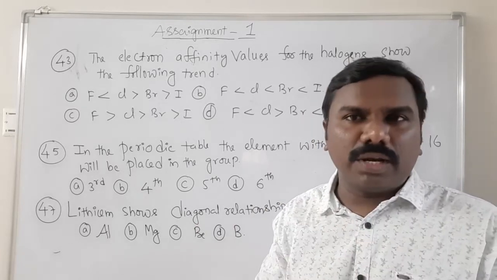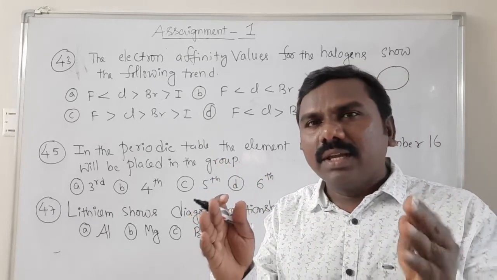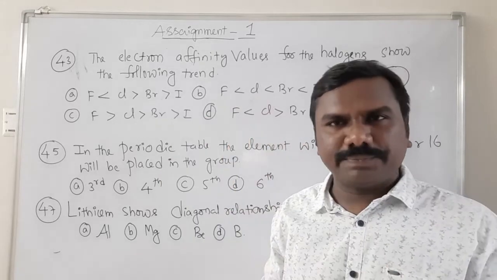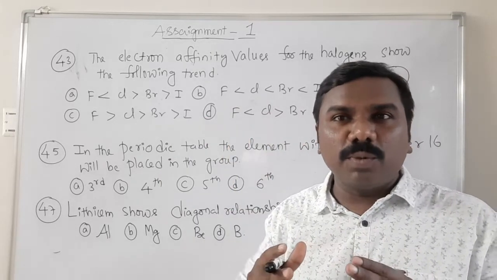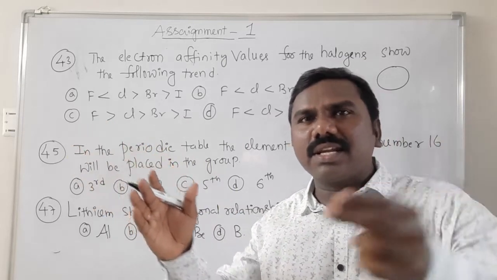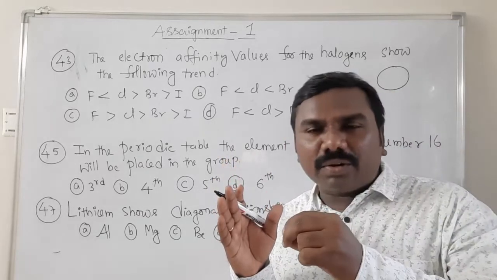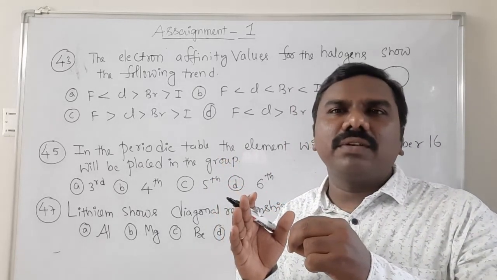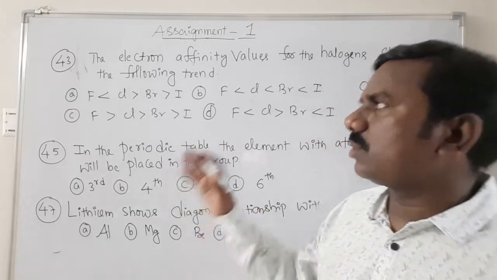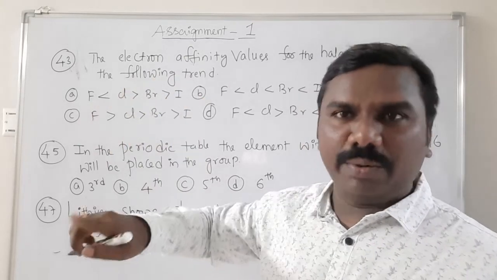If you consider chlorine, chlorine size is somewhat okay, suitable size. It can take electron easily and releases more energy. So what about next element, bromine? Bromine size is very high, top to bottom. Size increases, distance between the nucleus and electron increases. So difficult to take electron, and if difficult to take electron, difficult to release energy also, less energy. So that's why fluorine less than chlorine, chlorine greater than bromine and iodine.